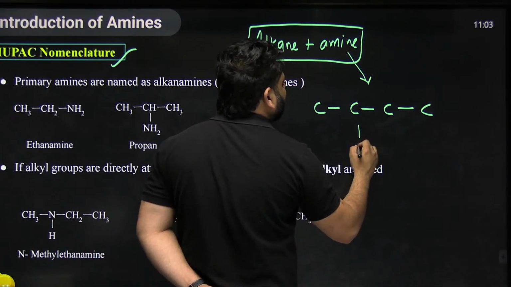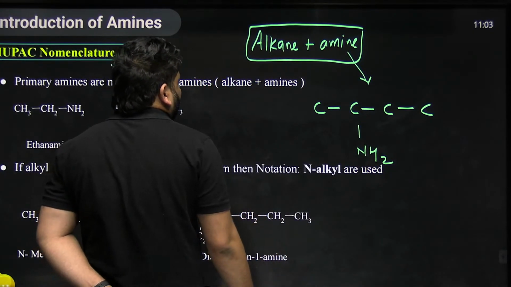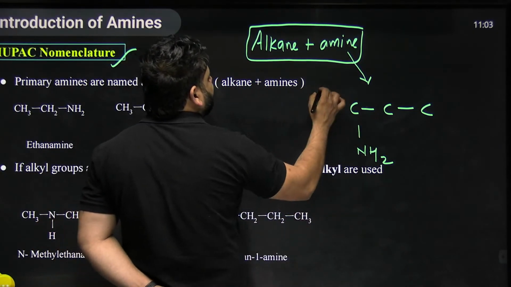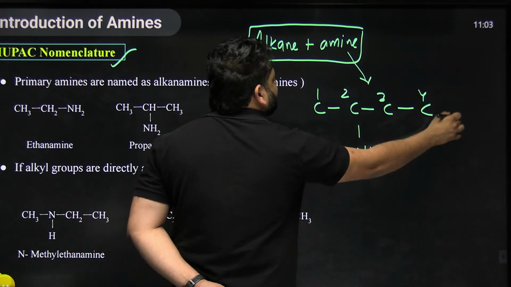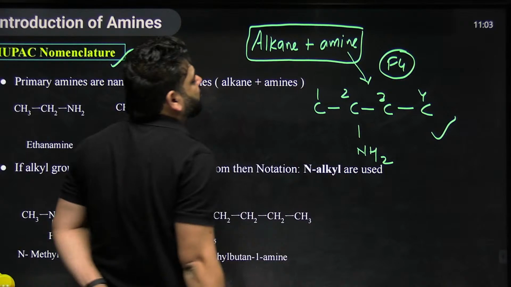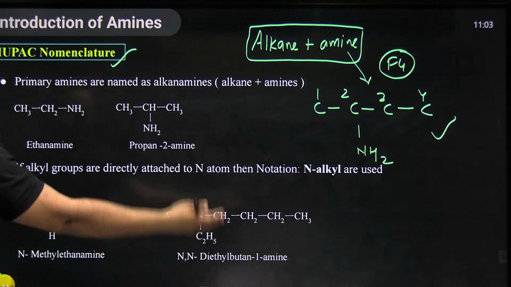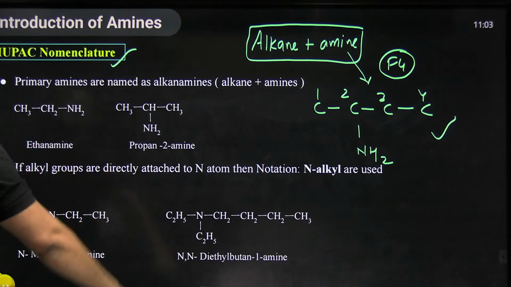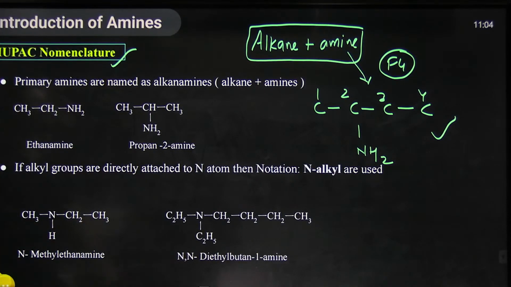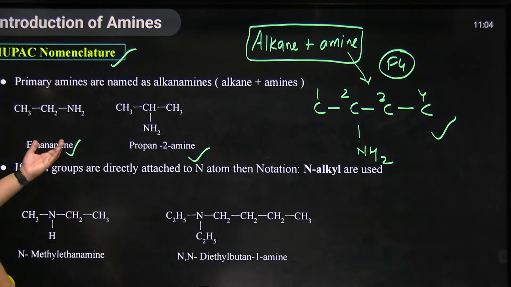However, the amine group is attached over here. We will take the longest chain possible and then we will try to prioritize like this. So this is working as a functional group but not as a principal functional group, so we don't have to give it the priority in counting as we do for COOH. Anyways, come back to the topic. We have primary amines which are named as alkane plus amine, such as ethanamine, propane-2-amine, like that.